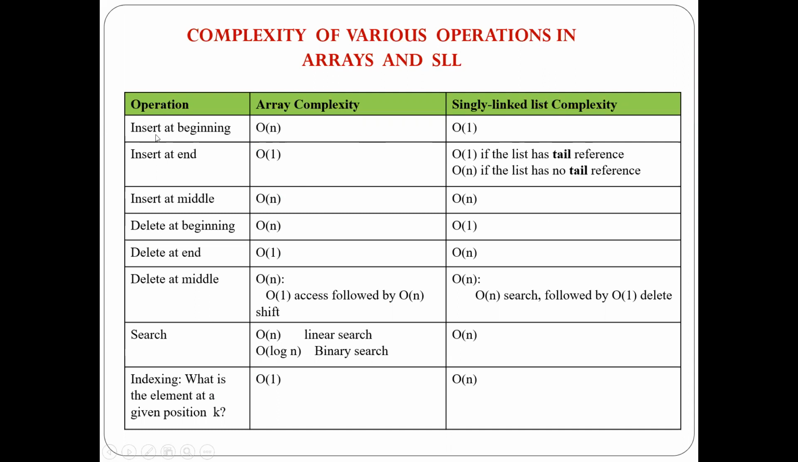So see here, if I want to implement the insertion at the beginning operation, then in case of the array, the complexity is big O of n, not 1 here. Big O of n is there. And in case of the single linked list, it is just big O of 1 here. Why is it coming like big O of n here? Because we know that in case of the array, insertion and deletion are costly, because every time we have to do the shifting there. That's why the time complexity is big O of n here.